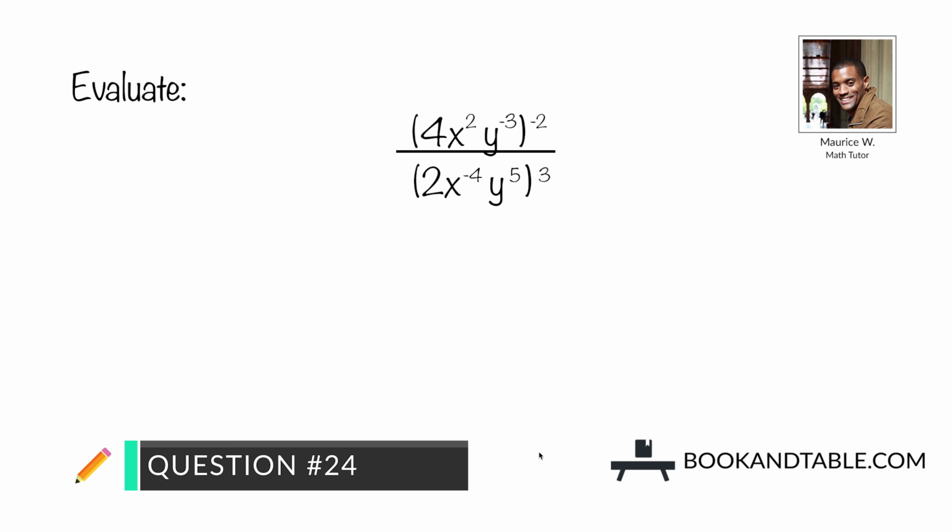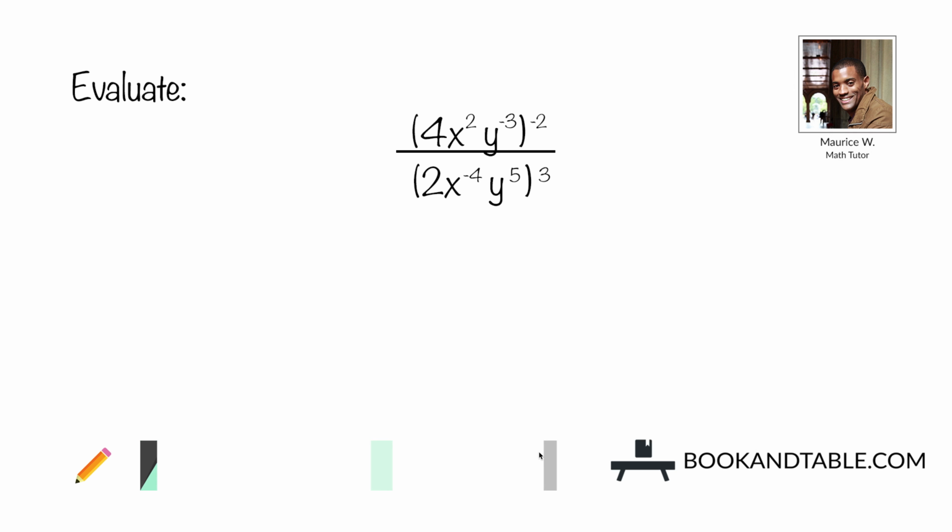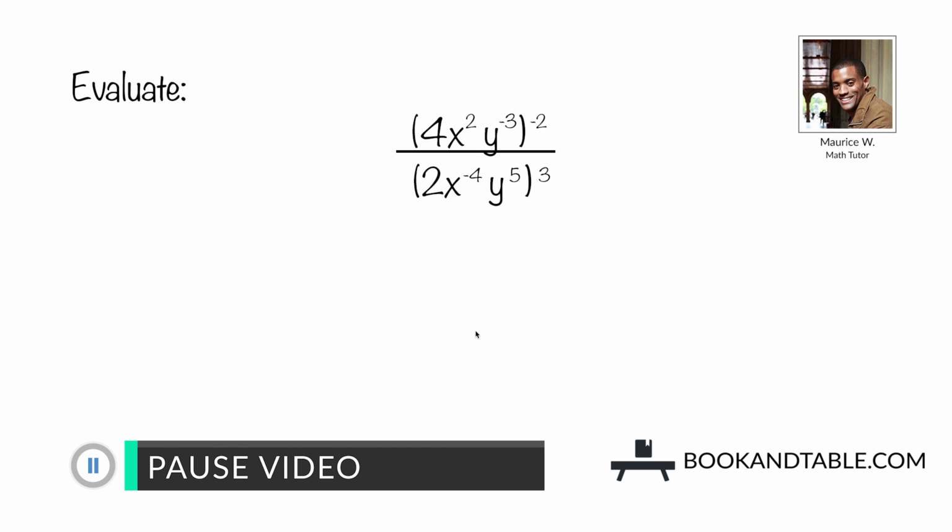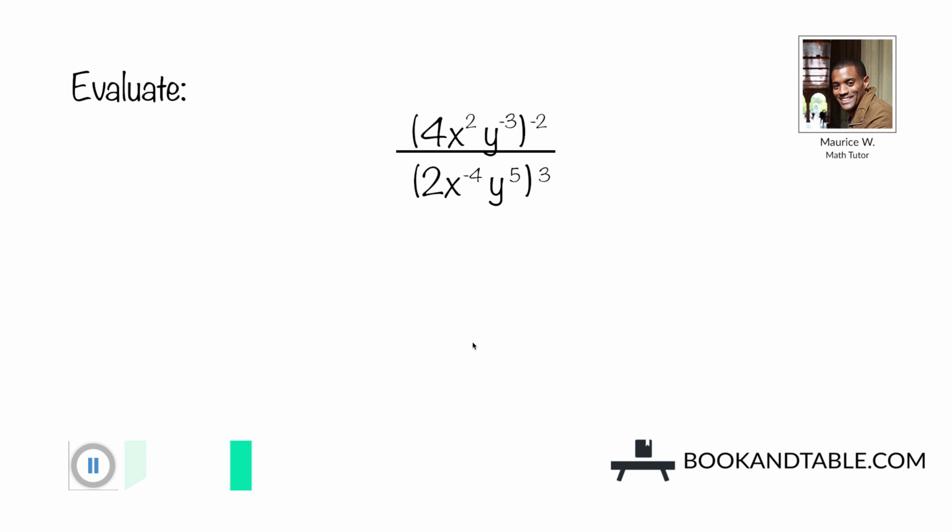Question number 24. Evaluate 4x squared, y to the negative 3 to a power of negative 2, divided by 2x to the negative 4, y to the 5th to a power of 3. Pause the video, answer this question, and then press play when you are ready to begin.